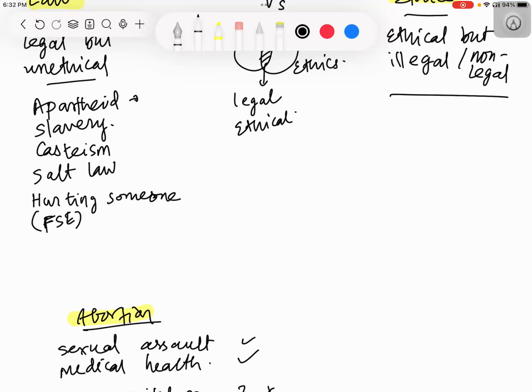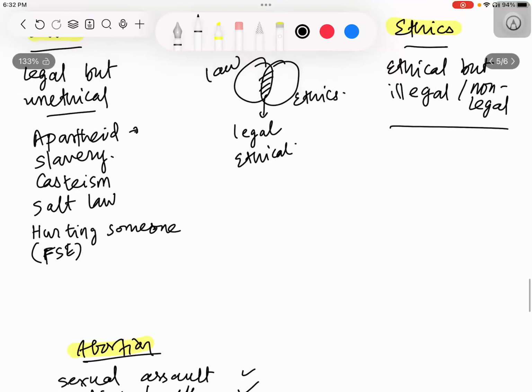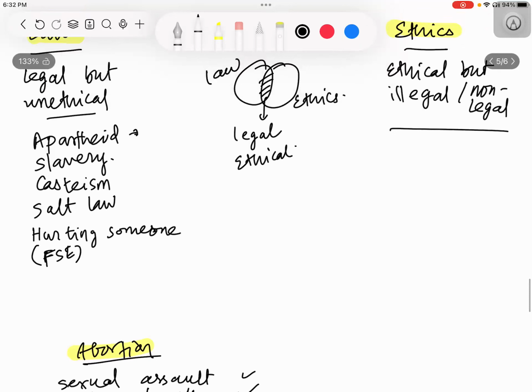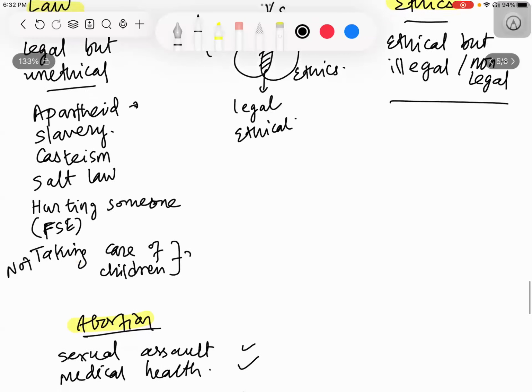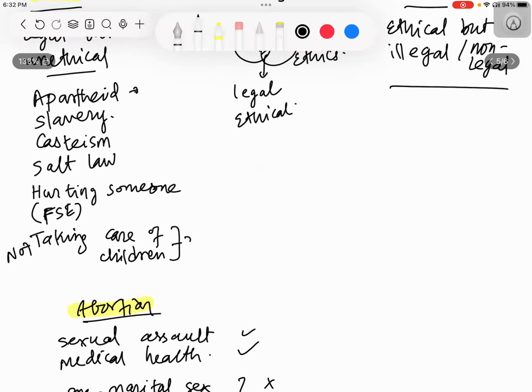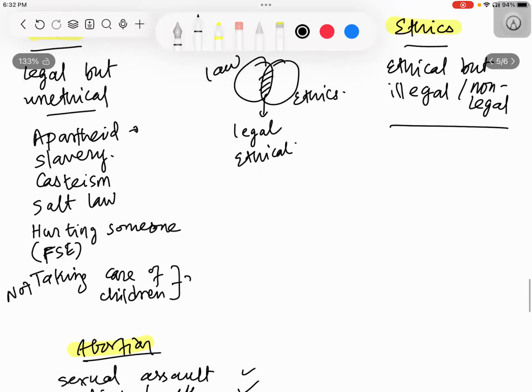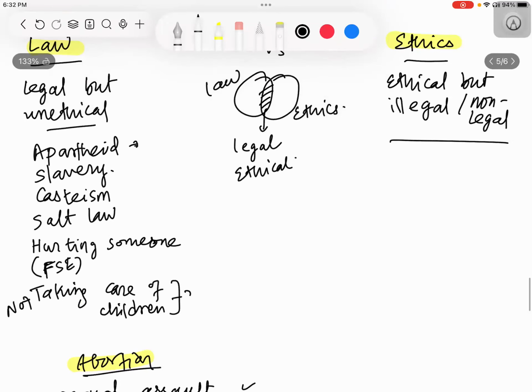Similarly, suppose you are not taking care of your parents, then that is both illegal as well as unethical. There are many laws in India now that you cannot mistreat your parents. But suppose you are not taking care of your children to the extent that you should be. You are giving food, clothing, everything, but you are neglecting their studies, for example, education. That is legal, not illegal, but that is unethical.